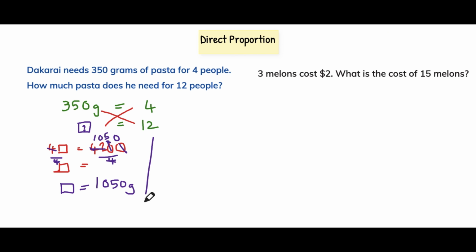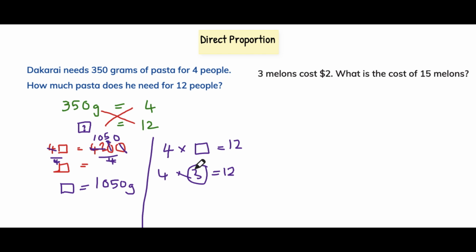So I just want to show you the other method. We already know that 350 grams feeds 4 people, and 12 people are fed with how many grams? So you ask yourself, how many times did they multiply from 4? The question you're asking is, 4 times what equals 12? If we remember our rules for multiplication, we know that 4 times 3 is 12. So the key being 3.